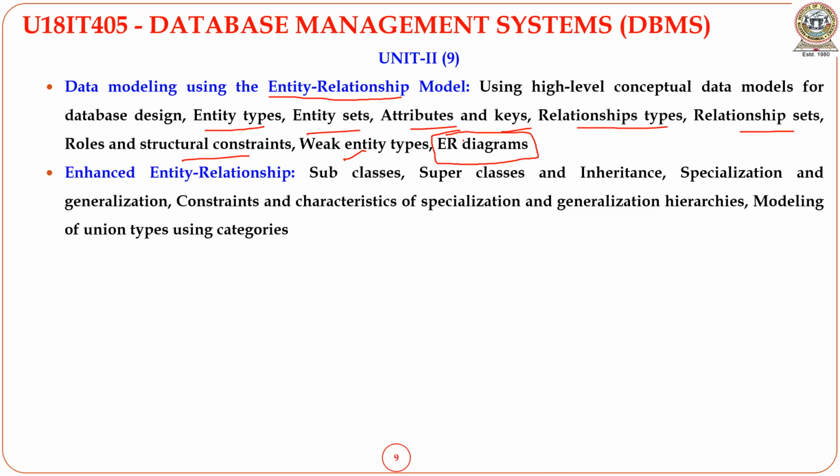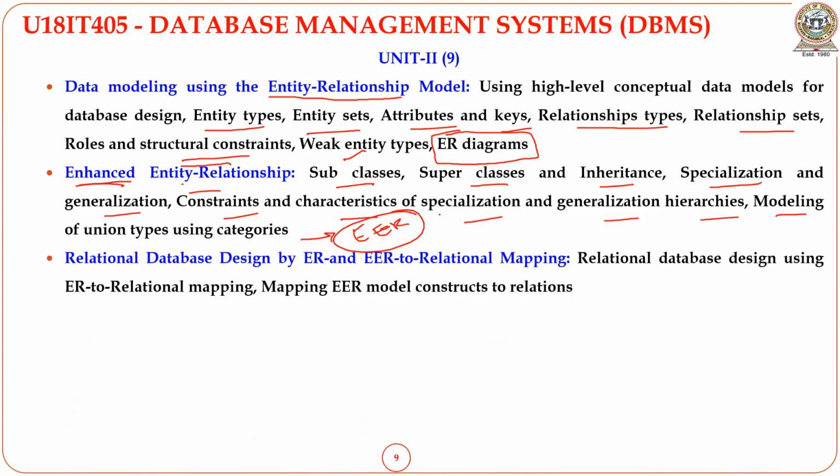And after knowing the ER diagrams, you have to study enhanced ER diagrams, right? So: subclasses, superclasses, inheritance, specialization, generalization, constraints, and characteristics of specialization and generalization. If you add specialization, inheritance, and generalization to the ER diagrams, then that will become the enhanced entity relationship diagram. How we are going to add that, we will discuss here in the EER concepts. Then relational database design by ER and EER to relational mapping that you are going to study: relational database design using ER to relational mapping, and mapping EER model constructs to relations.